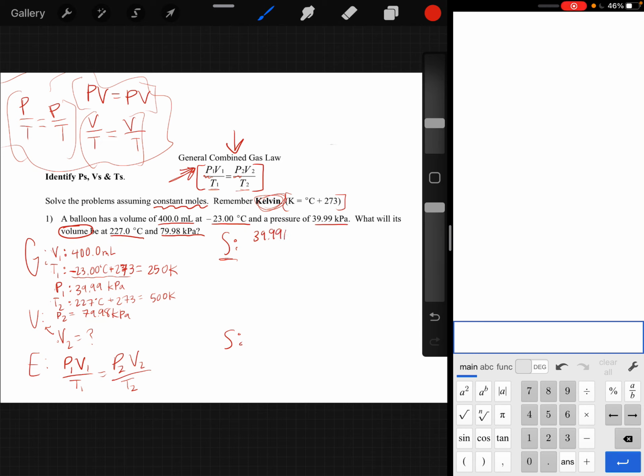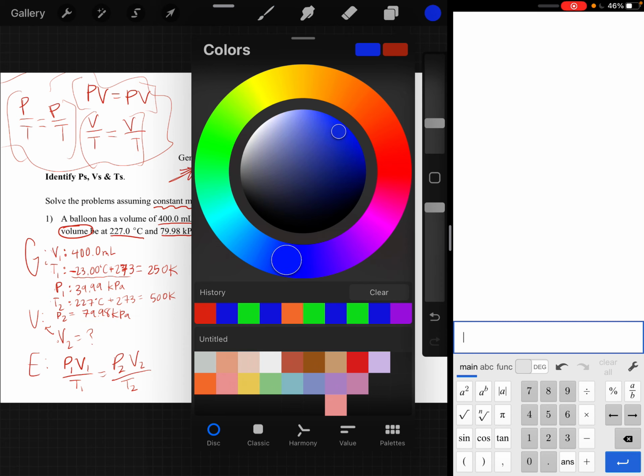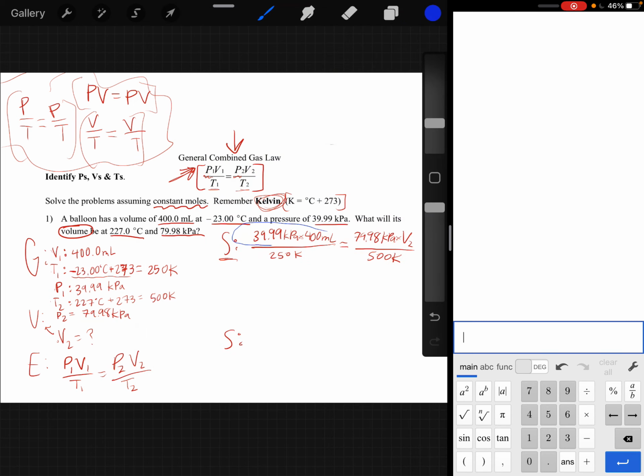So P1 was 39.99 kPa. V1 was 400 mL. And T1 was 250 Kelvin. Okay, P2 was 79.98 kilopascals. We don't know V2. And then T2 they gave us was 500 Kelvin. So this looks a lot like Charles' law and Gay-Lussac's law. You just might get stressed out because there's lots of numbers happening, but it'll be okay. Just trust me. So you're going to use the butterfly method or cross multiplication, whichever works for you. It's the same thing. And everything that's in this circle right here, I'm going to write it out for myself.